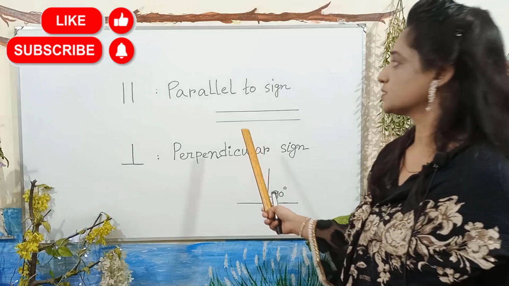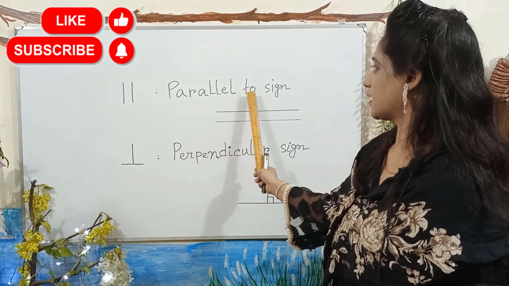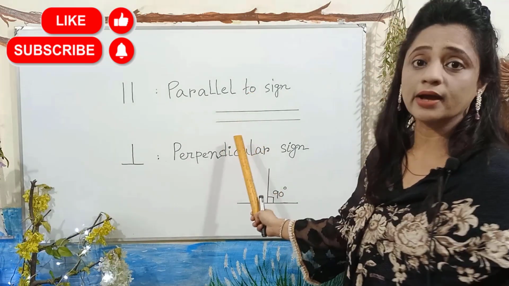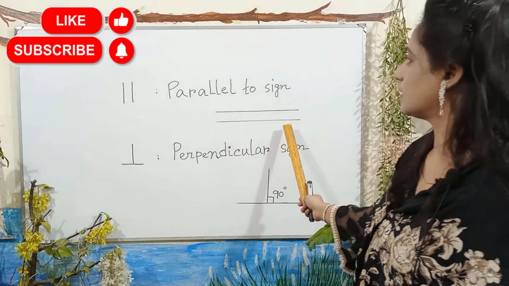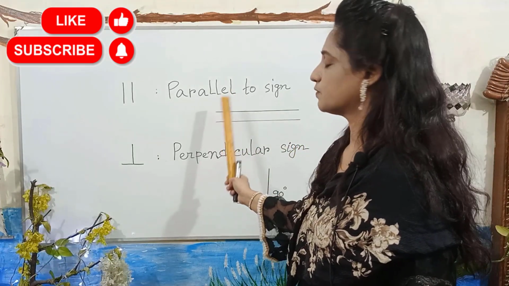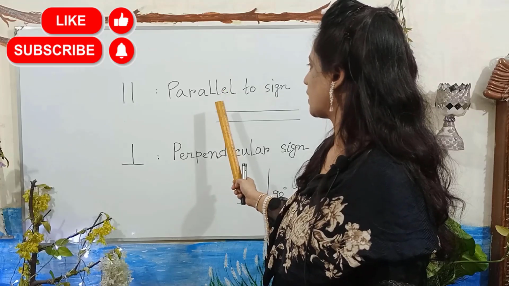So this is a very important sign. The upper one is parallel sign. Here we can see that these two lines are parallel. Parallel sign. This is very important. Parallel sign.